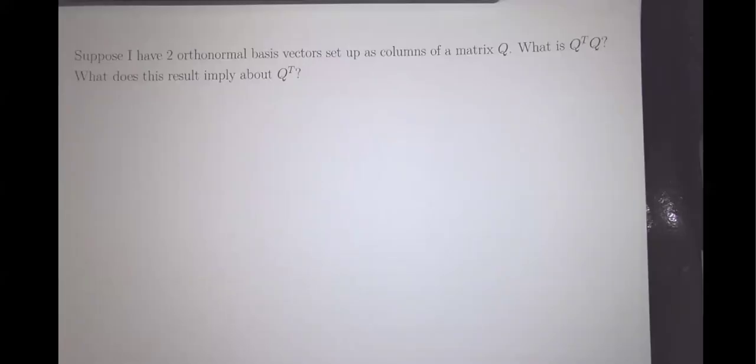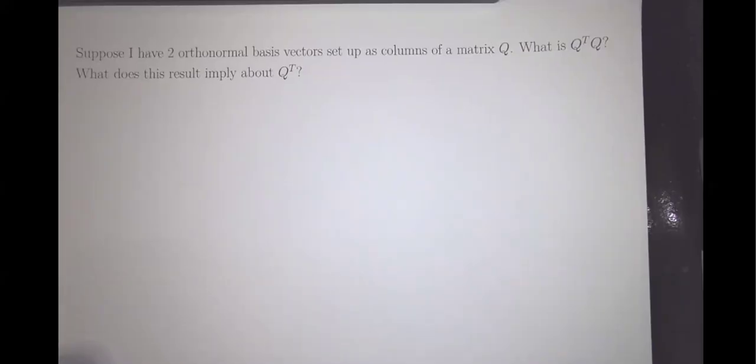Let's suppose I have two orthonormal basis vectors set up as columns of a matrix Q. What is Q transpose times Q? And what does this result imply about Q transpose?